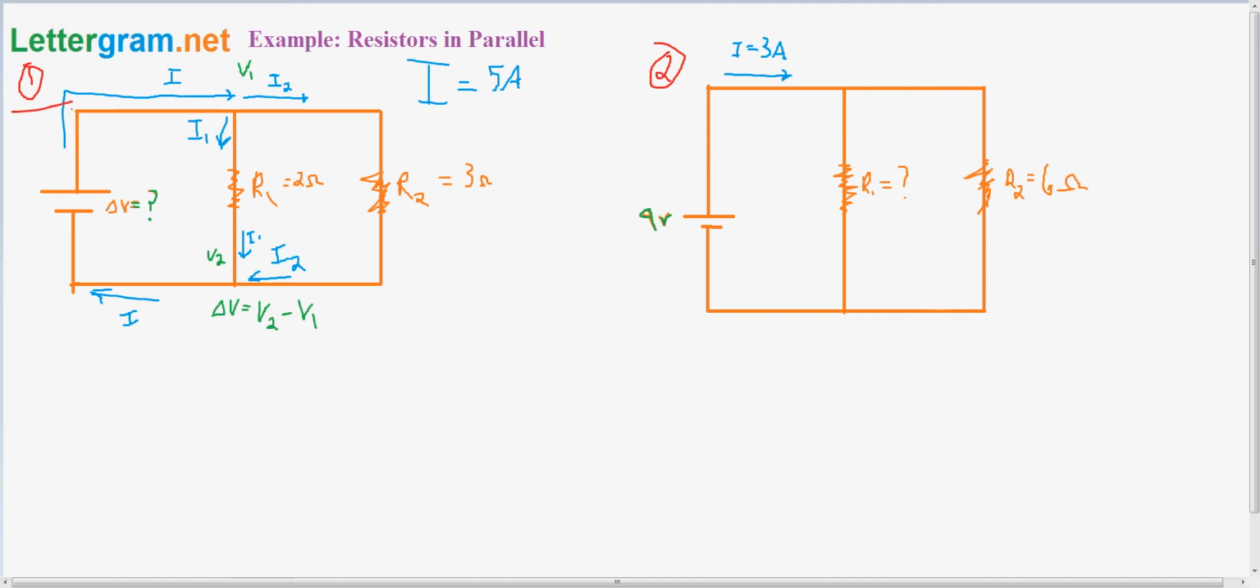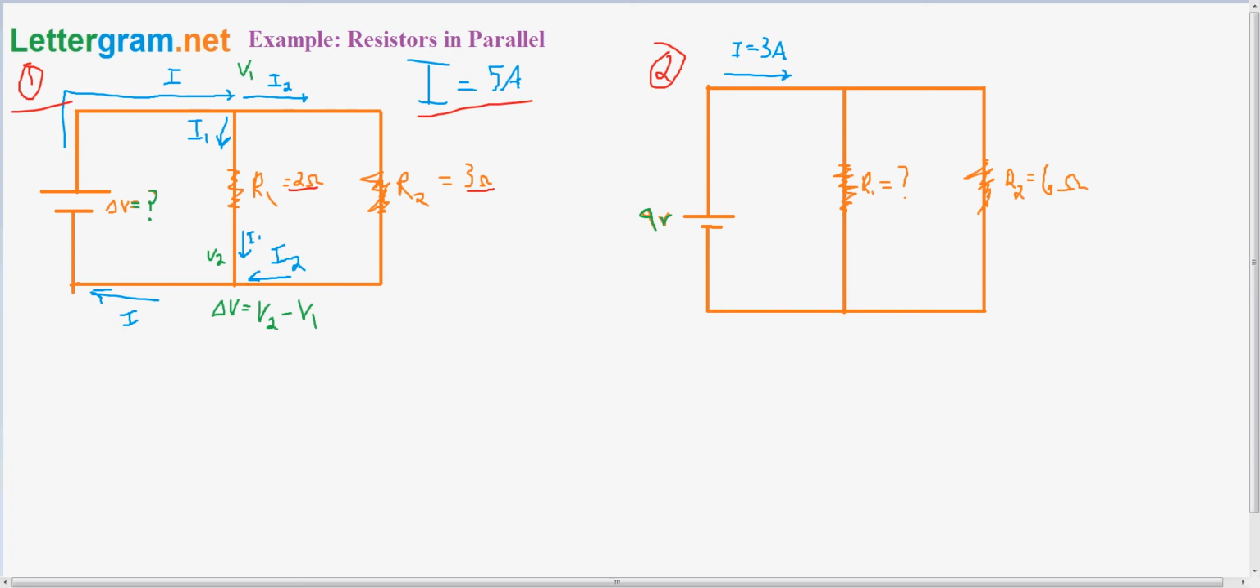We have a current coming in, which is I. It then reaches a junction, which I explained in a previous video, and it takes two paths. I2 goes one way, I1 goes the other way. R1 is equal to 2 ohms, R2 is equal to 3 ohms. We're trying to find the change in potential, and we know I, which is 5 amps.